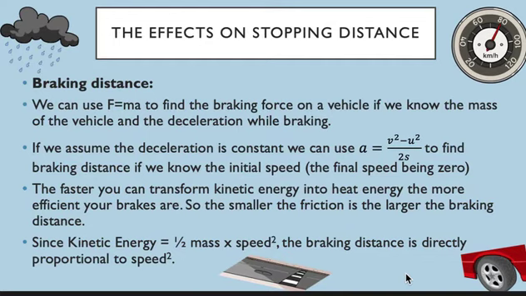The faster you can transform kinetic energy into heat energy, the more efficient your brakes are. So the smaller the friction is, the larger the braking distance. And since kinetic energy equals a half times mass times speed squared, the braking distance is directly proportional to speed squared.